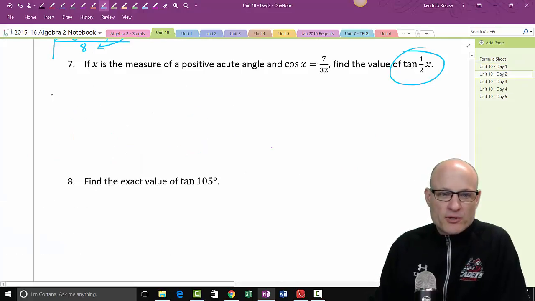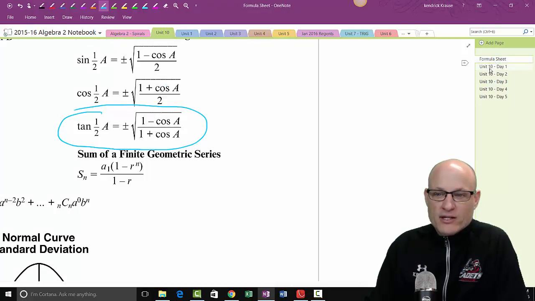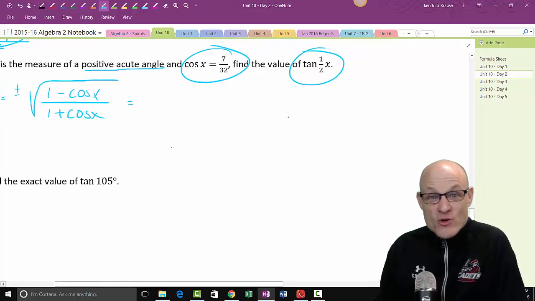1 minus cosine, 1 plus cosine. So tangent of 1/2 x is equal to plus or minus. Well, it says positive acute angle, so we really only have to worry about the positive. So it's 1 minus cosine x all over 1 plus cosine x. Let me just make sure I got the pluses and minuses right. 1 minus, 1 plus. I'm in good shape. Oh my gosh, they even gave us the cosine. This problem's beautiful. It's so nice.